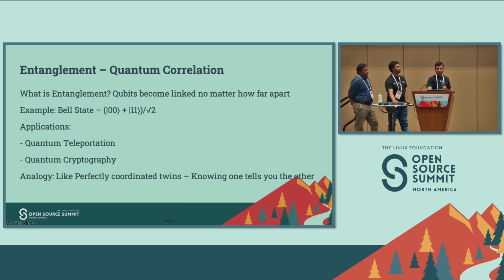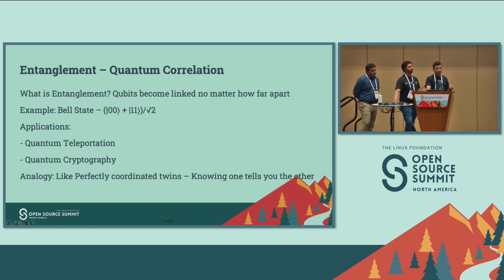So what is entanglement? Entanglement is a phenomenon where two or more qubits become linked such that the state of one qubit directly influences the state of the other, even across great distances. Now, I know you might be confused by this. Let me give you an example. If qubit A is entangled with qubit B, measuring one immediately determines the state of the other. This correlation is crucial for many quantum protocols, including teleportation, error correction, and certain quantum algorithms.